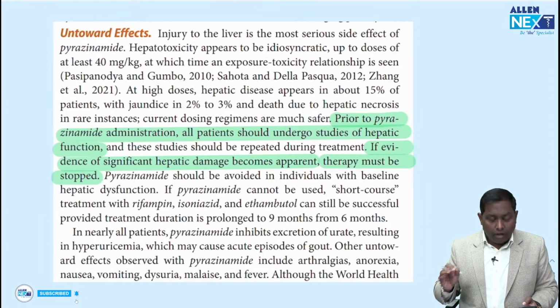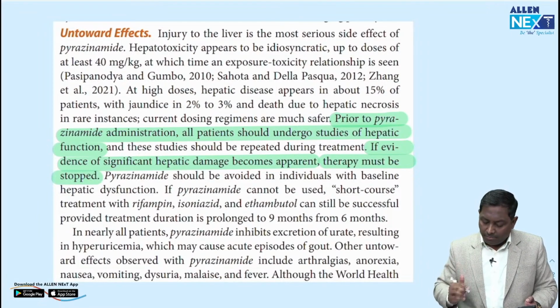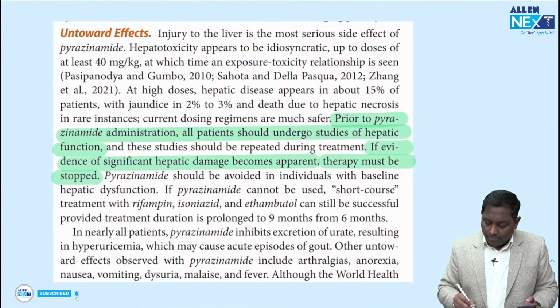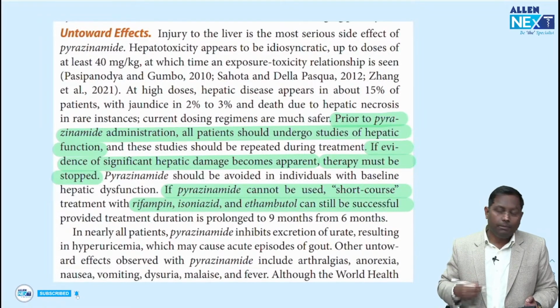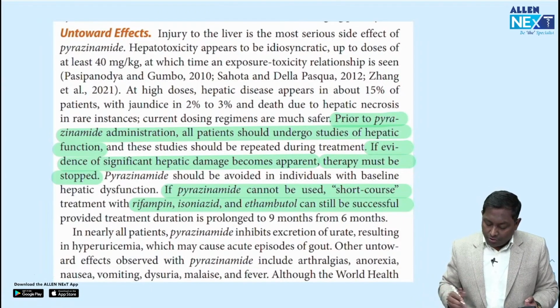They are telling you that you have already started the therapy, and after starting the therapy, now there is a precipitation of gout. The main problem here is the precipitation of gout. Pyrazinamide should be avoided in individuals with baseline hepatic dysfunction. If pyrazinamide cannot be used at any point of time, a short course of rifampicin, isoniazid and ethambutol can still be successfully used, but here the duration can be prolonged from 6 months to 9 months. If it is a first line drug, you can increase the duration from 6 months to 9 months.